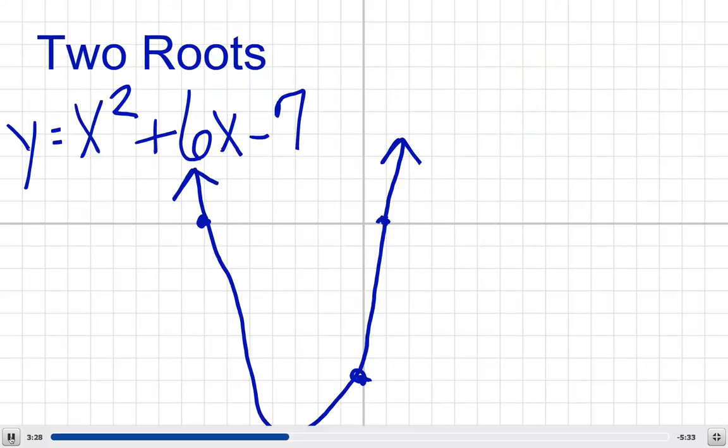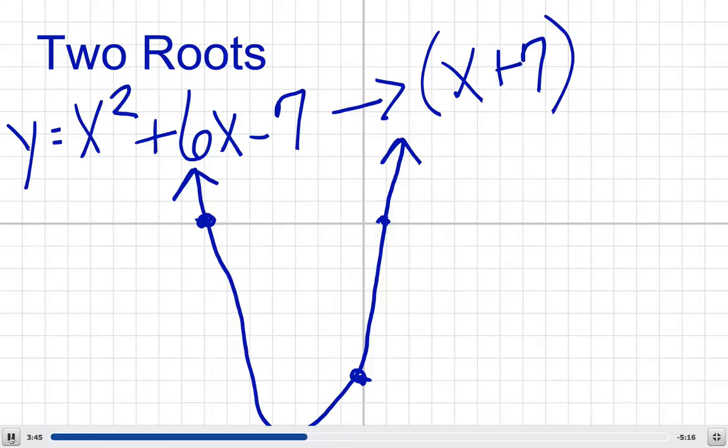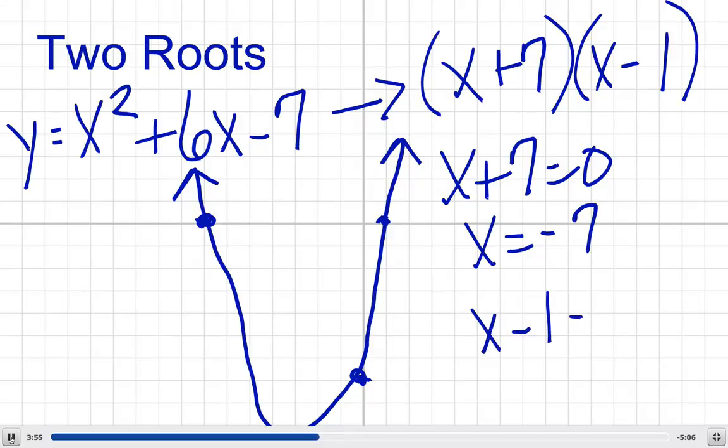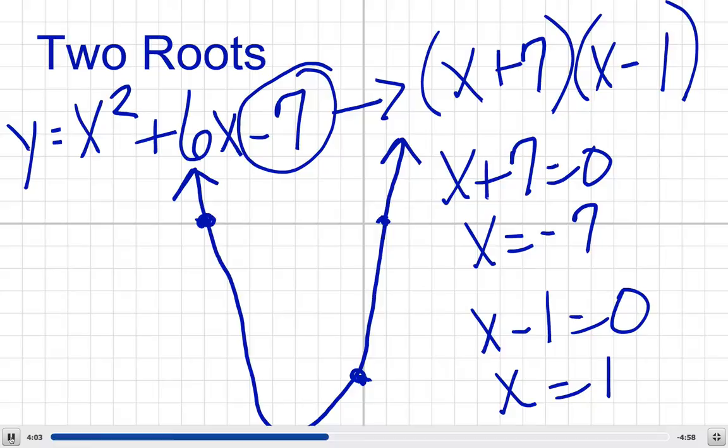So for example, if we have a quadratic function that has two roots, we're going to see that it crosses the x-axis at two places, which we can see when we factor, because we're going to get two factors of x plus 7 and x minus 1. And if we set those equal to 0, we have that x is equal to negative 7, and then x is equal to 1. We also see that our y-intercept is going to be negative 7, and so we can sketch the graph showing the two roots.